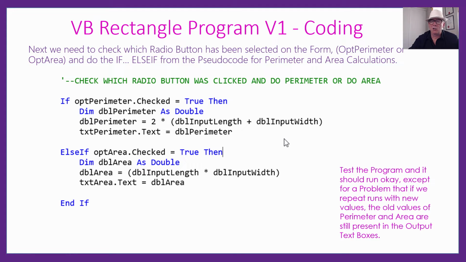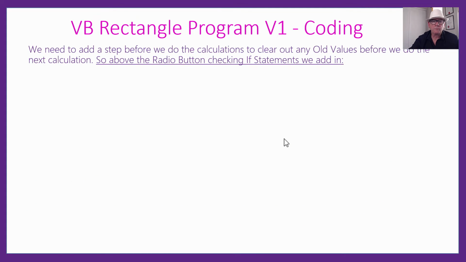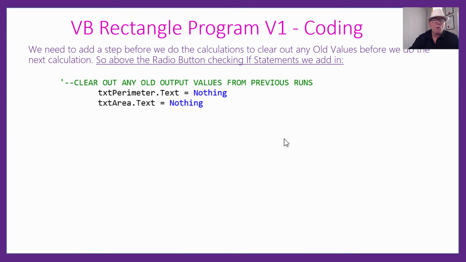So test the program, it should run okay. The only thing is that if you've just done a perimeter run, it'll still have the old stuff hanging around when you do an area run straight afterwards, because we haven't got the clear button working yet. So we need to add in something just to clear it out.